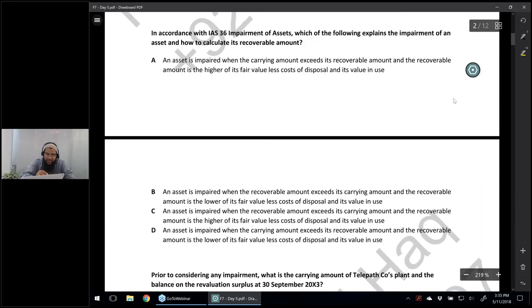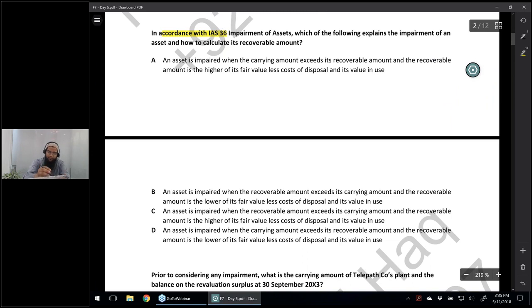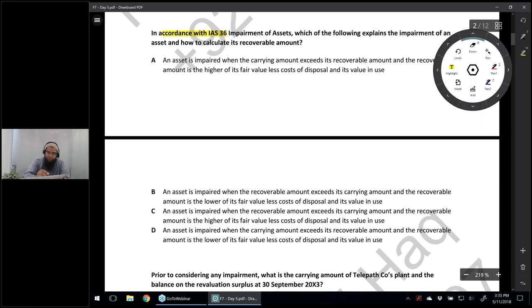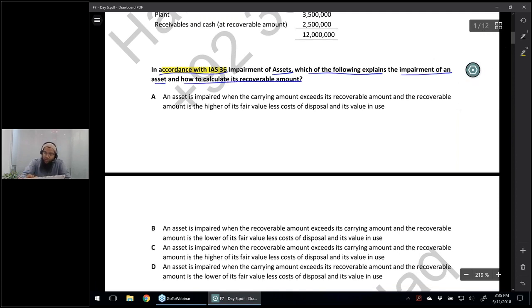So the question says that in accordance with IAS 36 impairment of assets, which of the following explains the impairment of an asset and how to calculate its recoverable amount? So there are two requirements: which statement explains the impairment and the calculation of the recoverable amount. Now the first statement says that an asset is impaired when the carrying amount exceeds the recoverable amount.